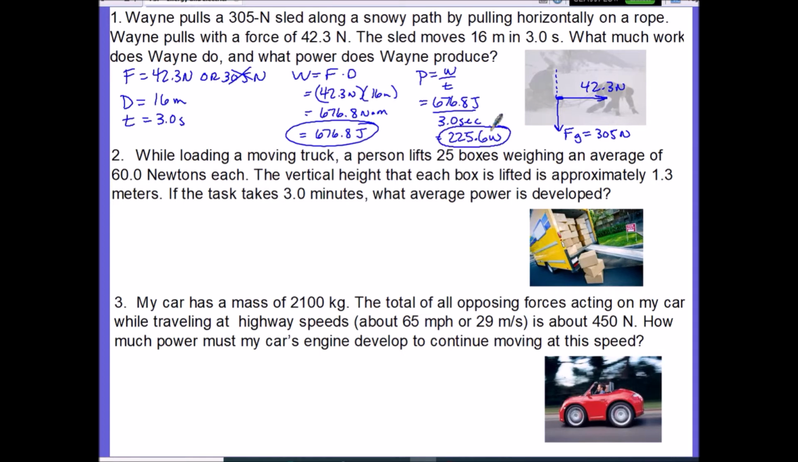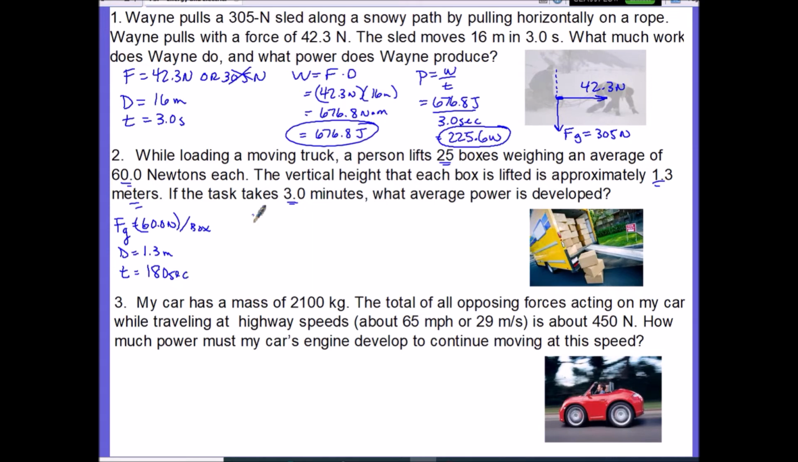While loading a moving truck, a person lifts 25 boxes weighing an average of 60 newtons, and he lifts each box approximately 1.3 meters. If the task takes 3 minutes, what average power is developed? Again, we might make a little list here. The force due to gravity is 60 newtons, and that's per box. He is lifting those 1.3 meters for each one, and the time is 3 minutes. I'm going to put that down in seconds, since the unit for power is watts, and that's joules per second. I'm going to make sure that my unit for time is seconds.